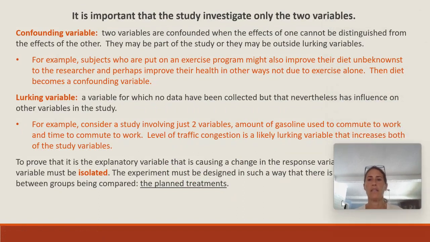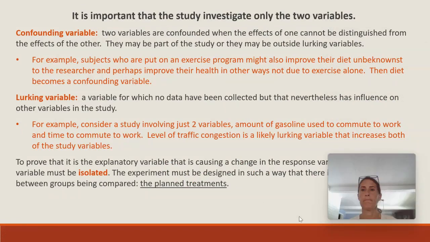So it's important that the study investigate only the two variables. A confounding variable, we talked about this a little bit in the other section. Two variables are confounded when the effects of one cannot be distinguished from the effects of the other. They may be part of the study or they may be outside lurking variables. So an example is subjects who are put on an exercise program might also improve their diet unbeknownst to the researcher, and then improve their health in other ways not due to exercise alone. So then diet becomes a confounding variable. You don't know that it's happening necessarily, and it's affecting the outcome.